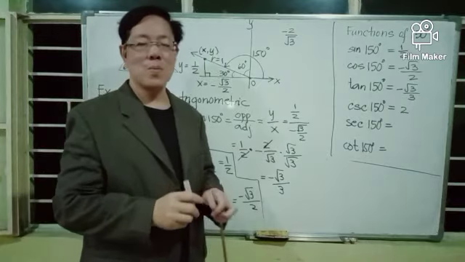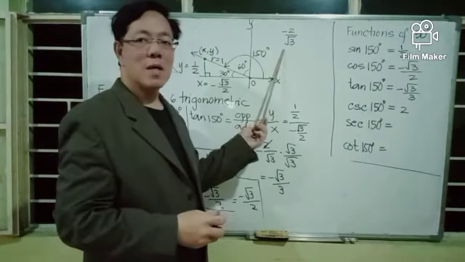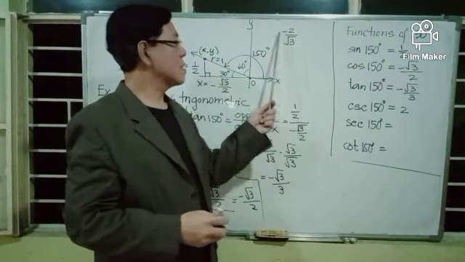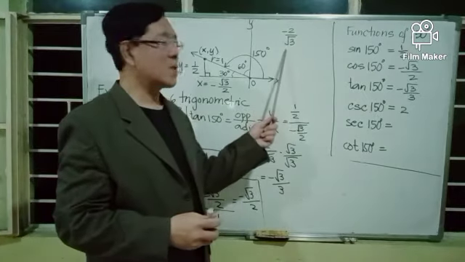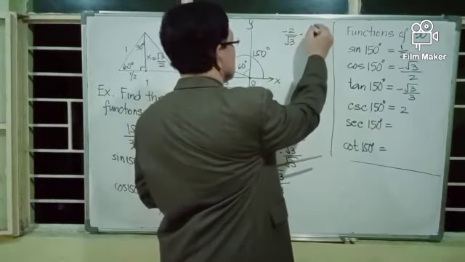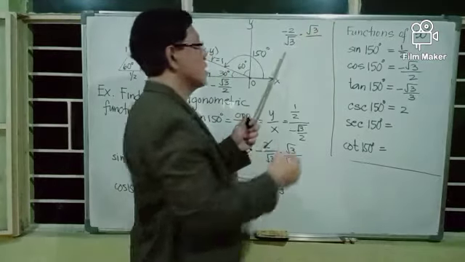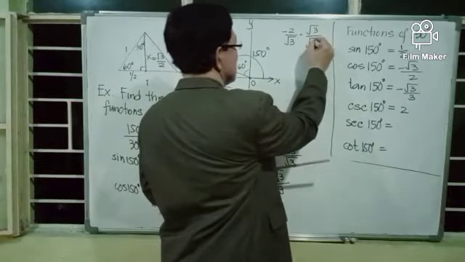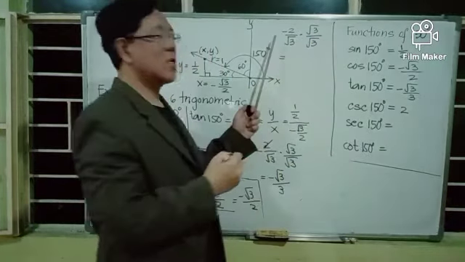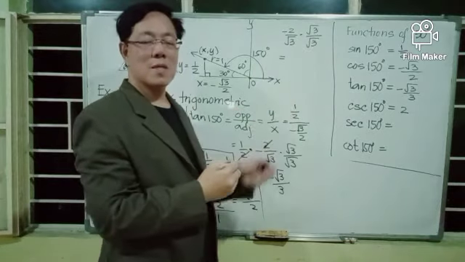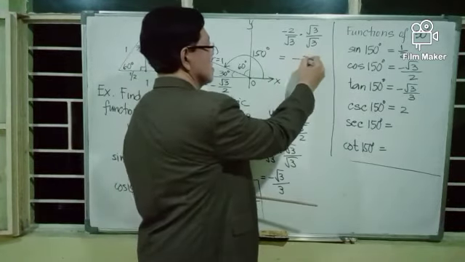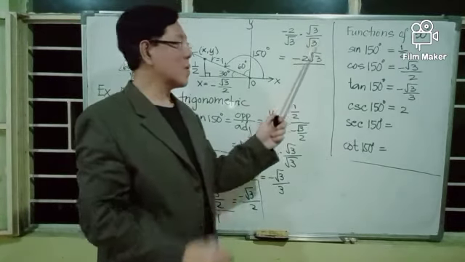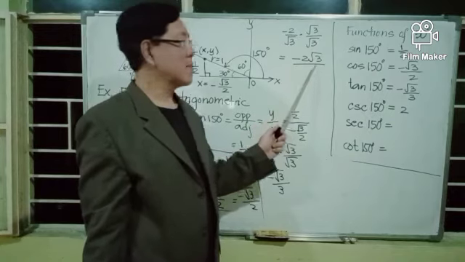Again, we want to remove the radical sign from the denominator. Hence, we multiply the numerator and denominator by square root of 3. Negative 2, we multiply by square root of 3. And the denominator we also multiply by square root of 3. Multiply the numerators: negative 2 times square root of 3 is negative 2 square root of 3.